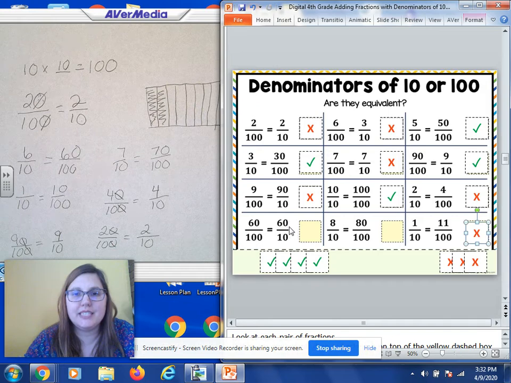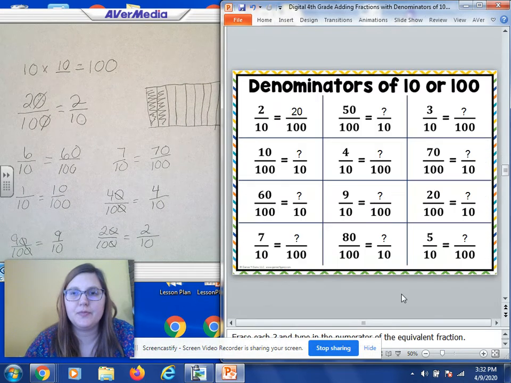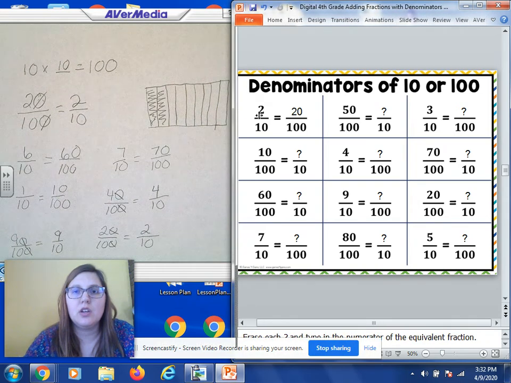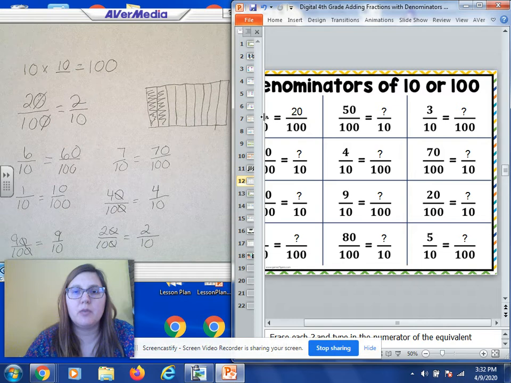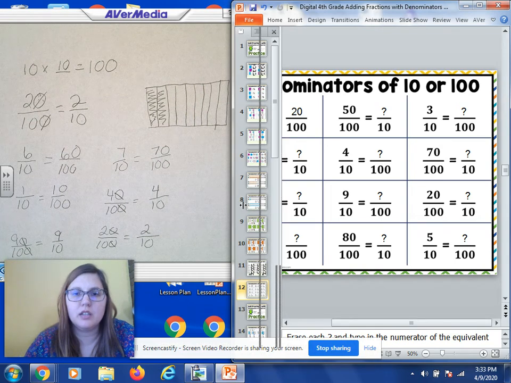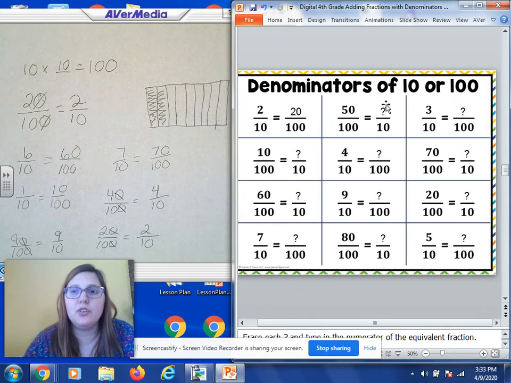60 hundredths and 60 tenths. Well, I took away a 0 in the denominator, and I didn't take a 0 away in the numerator, so that one is not correct. 8 tenths and 80 hundredths are equal to each other. All right, so here you're doing the same thing, except for we don't have the check marks. We're just looking at the answers, checking to see. I think this is our last slide. That's what I thought. So again, if you want to pause this, see how you do, and then come back.